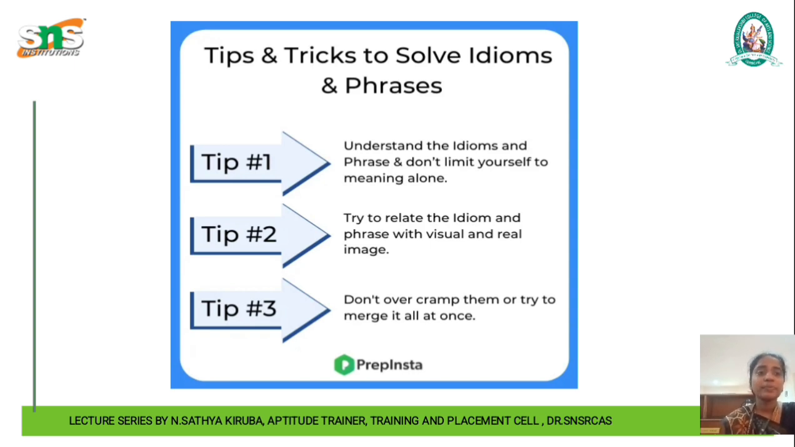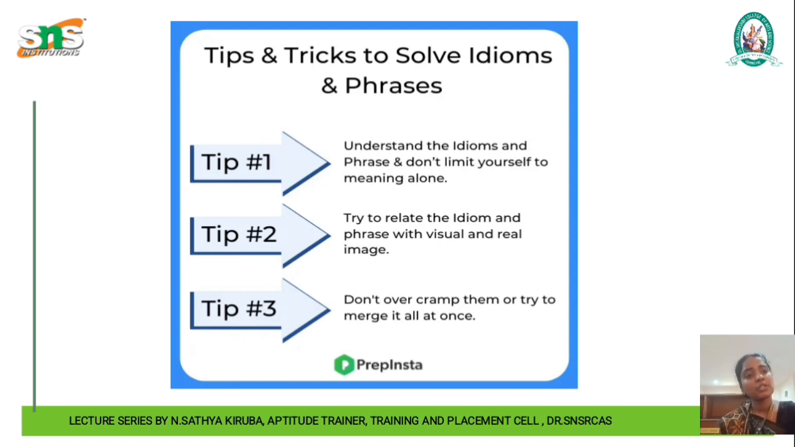Tip 2: try to relate the idioms and phrases with visual and real images. Whenever you read a phrase or an idiom, just understand it visually. Just see, when a ball is thrown out of the box, just think out of the box. Why is the ball going out of the box? You're thinking it differently. So that is how figurative language gets addressed.